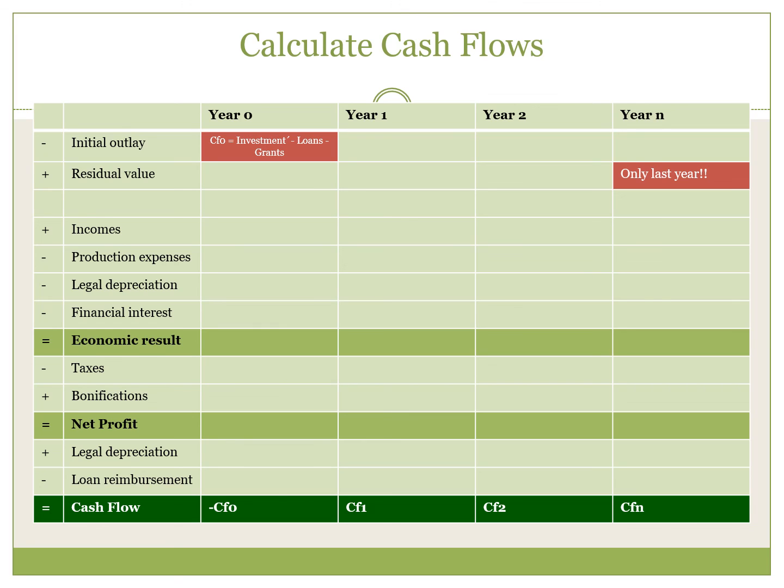Okay, so once you have net profit plus legal depreciation minus loan reimbursement, you have the cash flow for that year. Except in the last year. Because in the last year, in order to get the cash flow of the year, you need to add the residual value. So the red square you have on top. And remember that for the first year, we're not doing any of this. We have this special formula, total investment minus loans minus grants. That's going to give you the initial outlay. That's going to be the cash flow for year 0.